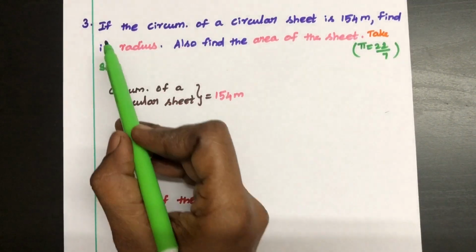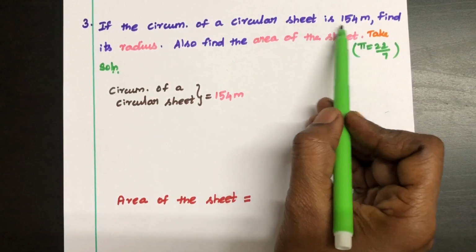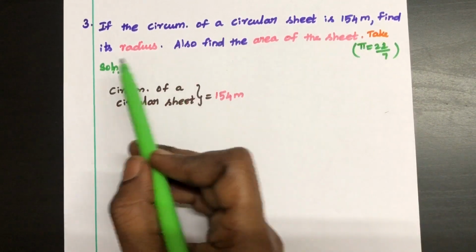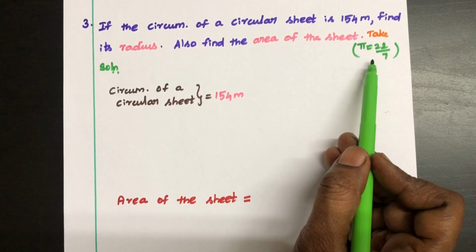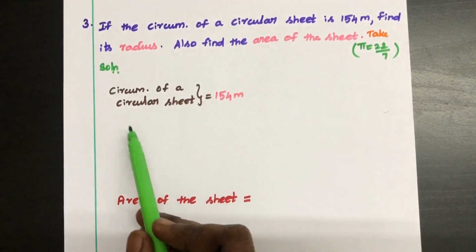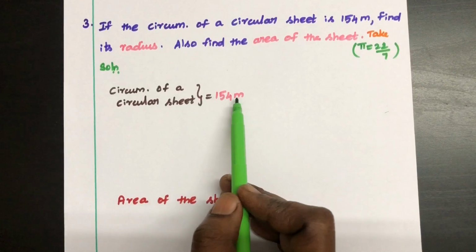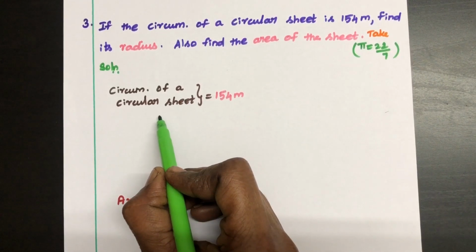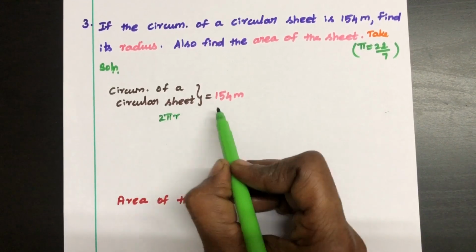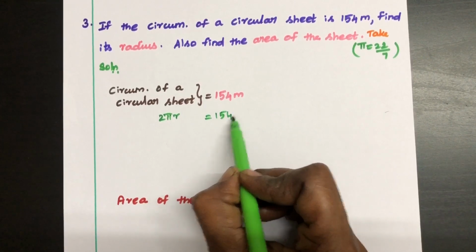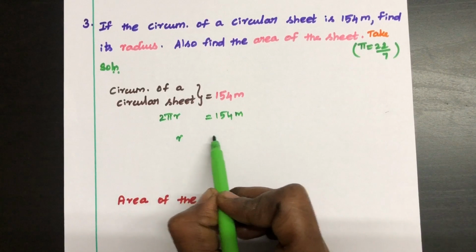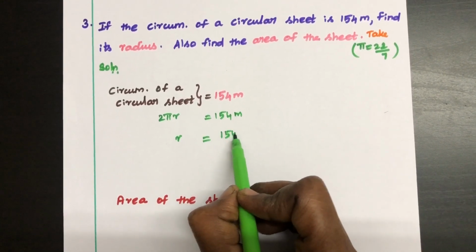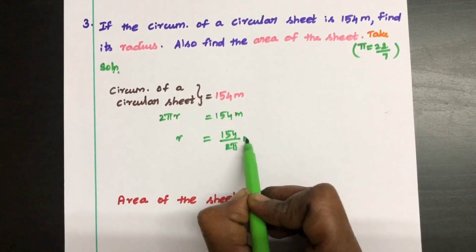Third question, if the circumference of a circular sheet is 154 meter, find its radius. Also find the area of the sheet. Take pi is equal to 22 by 7. See, they have given the circumference of the circular sheet. So what is the formula of circumference of the circle? 2 pi r equal to 154 meter. From this, we can easily find radius. So r is equal to 154 by 2 pi meter.